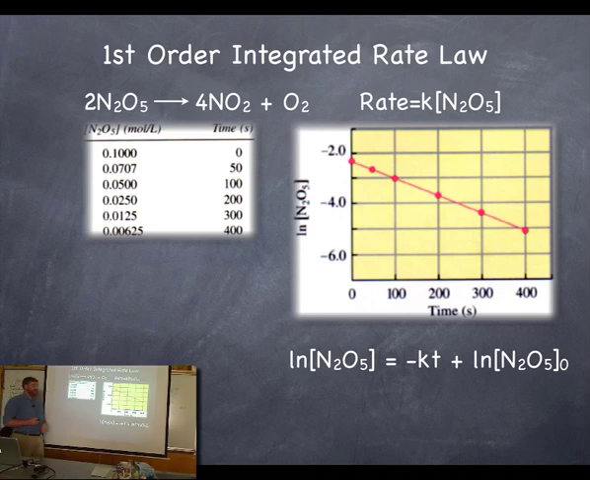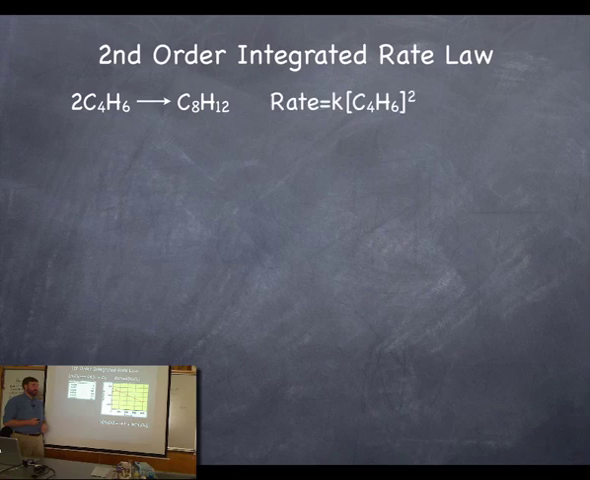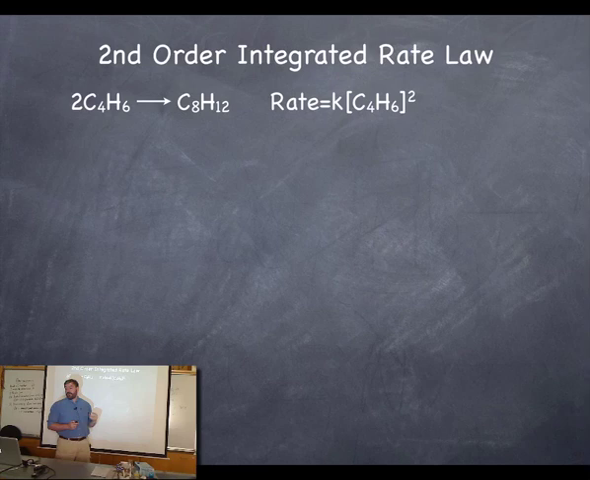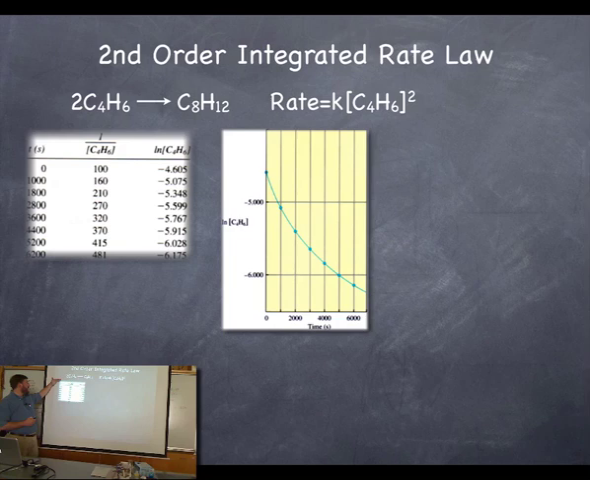Second order reactions. This happens to be a second order reaction. We know that we're going to have the concentration of the reactants squared. If you collect concentration versus time data and graph the natural log of concentration versus time for a second order reaction, is this a straight line? No, it is not, because you'll see it's going to change. So this is the natural log of concentration versus time, and we said, hey, it's not a straight line. I guess it's not first order.